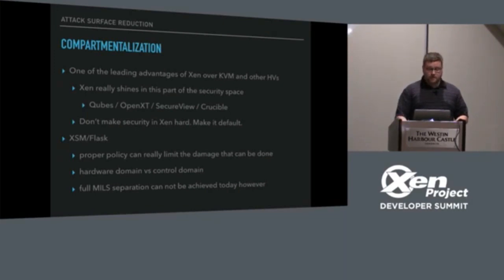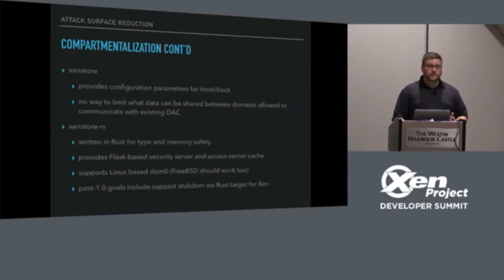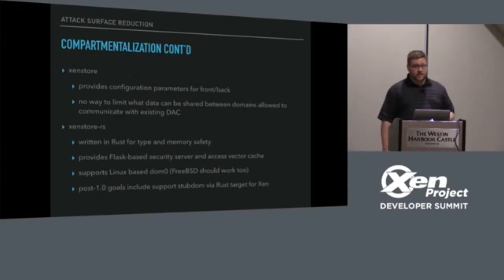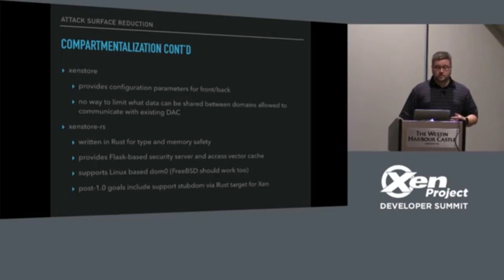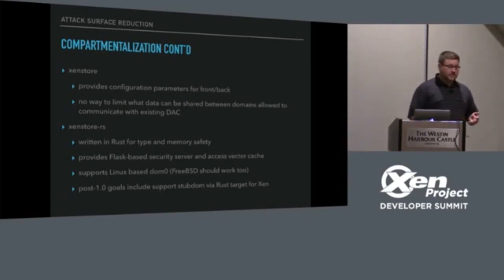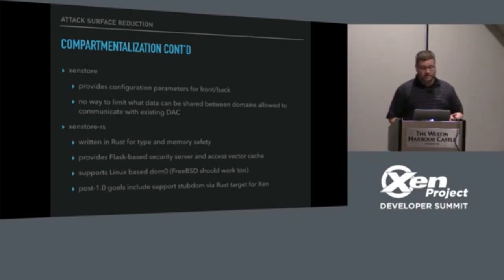And then, if you guys are familiar with MILS, which is multiple independent layers of security, you can't achieve that today with Xen. There's a number of factors in that. Currently, one of those factors is the lack in XenStore of a MAC. And so that's one thing that I've actually been working on these past few weeks, is to add a MAC to the XenStore. And I looked at the C XenStore code, which I regret doing.